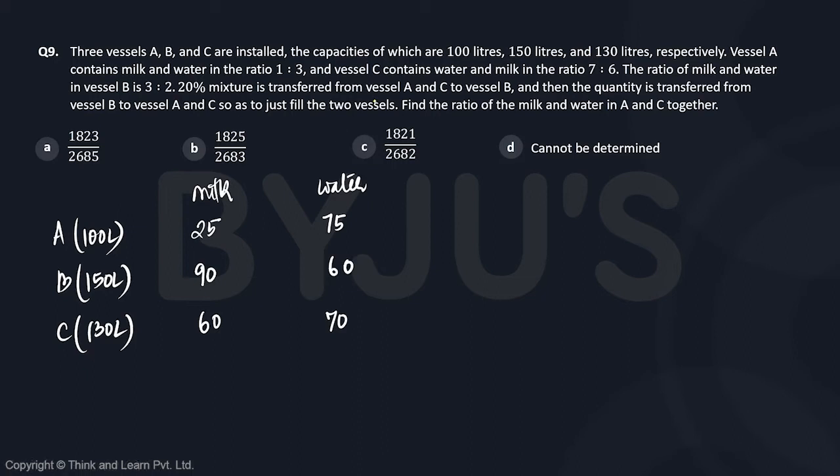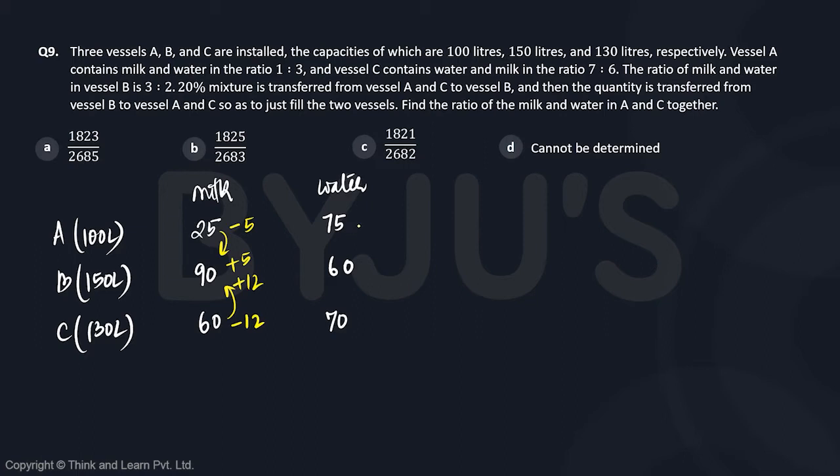Now, 20% mixture is transferred from vessel A to vessel B and vessel C to vessel B. So from here, 20% is going to be added. That means 5 liters of 25 liters is going to be added. So the amount of milk will also decrease by 5 liters. Similarly, milk from vessel C, 20% of milk will be added. So that will be 12 liters. And 12 liters will be subtracted as well.